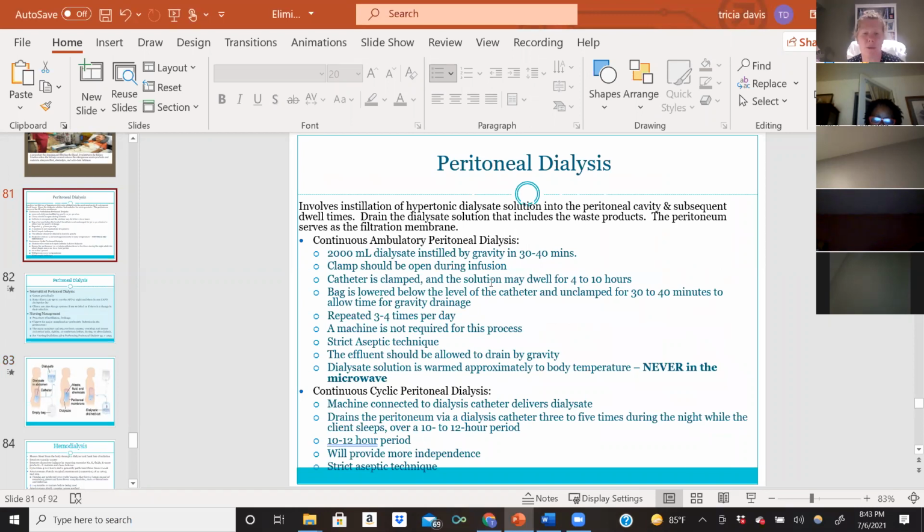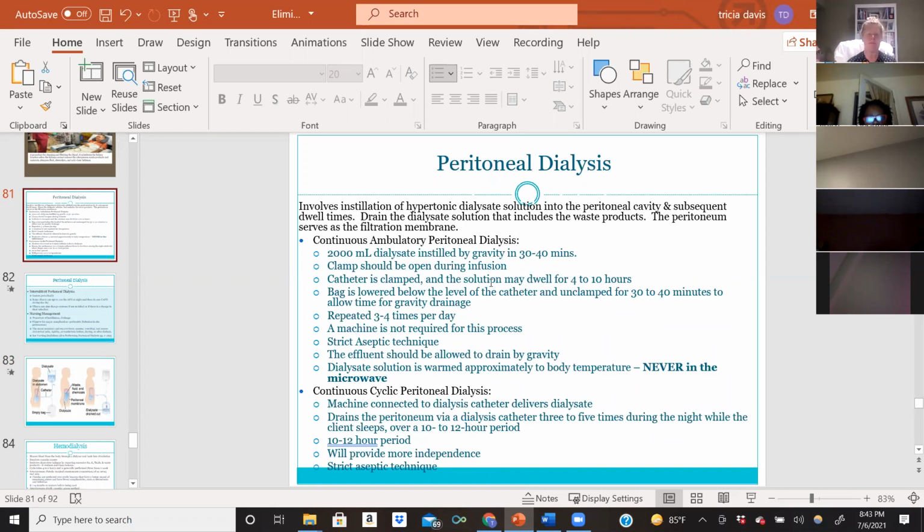So the continuous ambulatory peritoneal dialysis, this is where they take 2,000 mLs of dialysate and they instill it by gravity in 30 to 40 minutes. The clamp should always be open during infusion because you want all that to infuse in the abdomen. So you want the clamp open. After the bag is empty and everything goes into your abdomen, the catheter is then clamped and the solution dwells anywhere from 4 to 10 hours. It depends on what your patient is used to.